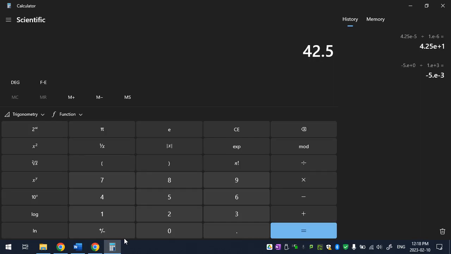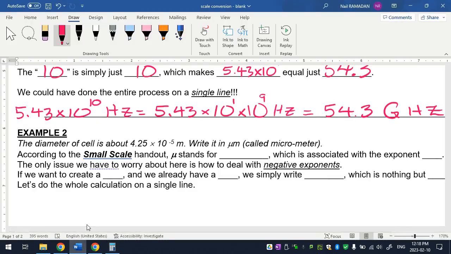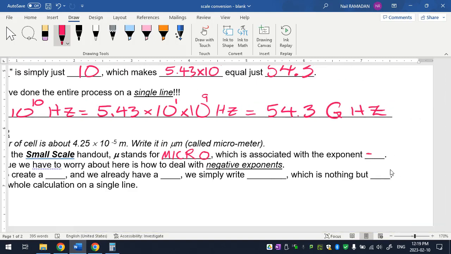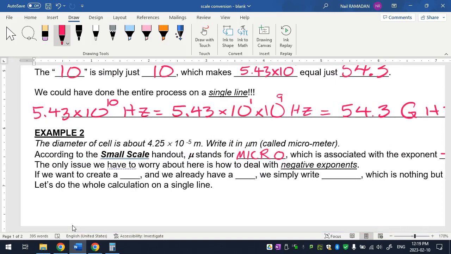That's the easy way. Let's do it the hard way, because I really want to train this on exponent laws. According to the small scale handouts, mu stands for what? Micro. Go ahead, just write the word micro. Which is associated with what power or exponent? -6. What does that mean? We have to create a -6 here.